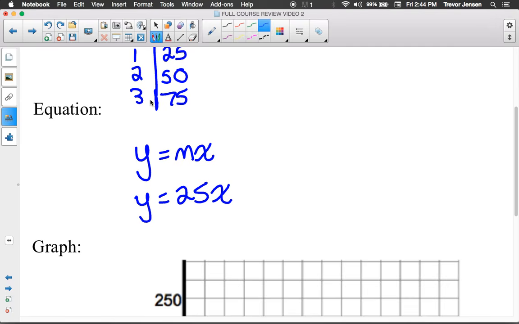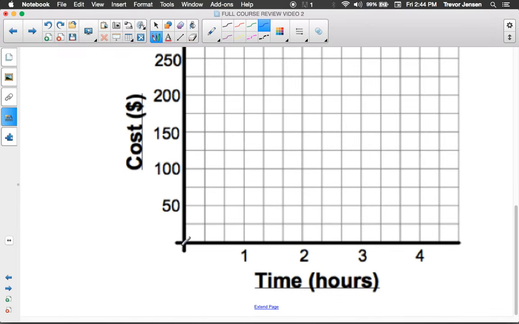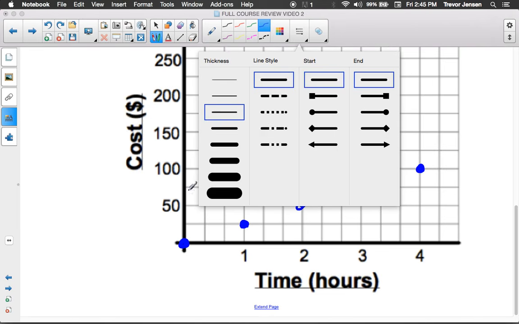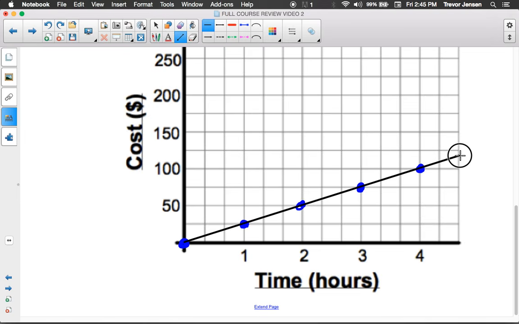Now, graphically speaking, if we were to plot these points on our graph, let's see what it would look like. 0 hours of work costs $0, 1 hour of work costs $25, 2 hours costs $50, 3 hours costs $75. Notice how this is going up by a constant amount each time. That's what makes this a linear relationship, because the rate of change is constant. And then we would connect these points with a line to show the relationship. And there's the graph of the relationship between cost and time for these two variables.